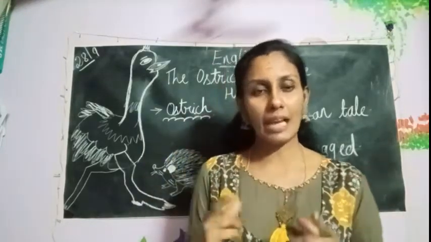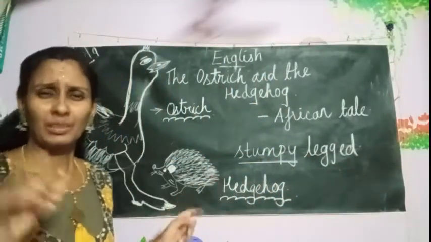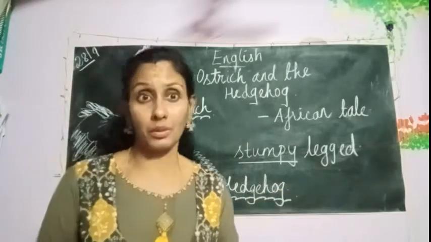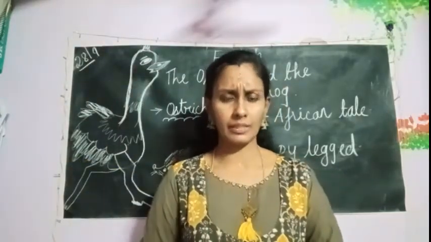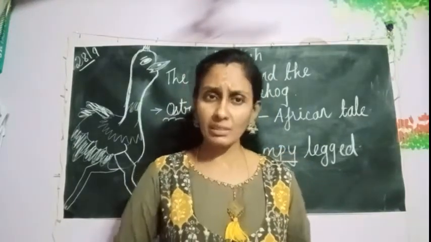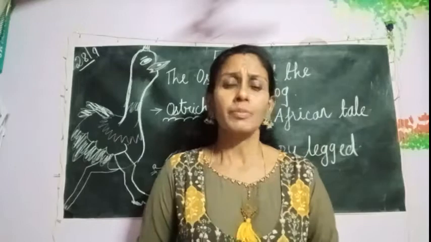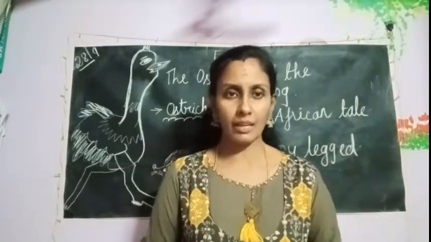Stumpy-legged animals means short-legged animals. I don't talk to them. These are tiny animals. Phew, I don't talk to them, with all that attitude. Now the hedgehog is a little hurt. He says, I might have very short legs, but I can run faster than any other animal around me.